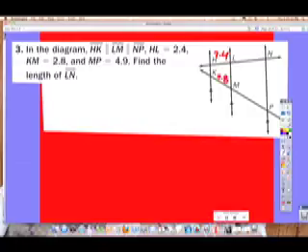Does anybody mind raising their hand and tell me what setup did you use for this one? What did you put over what equals what over what? Go ahead, Allie. 2.4 over x equals 2.8 over 4.9. Nice. How many of you did the exact same setup as Allie? Yeah, Kelly. Perfect.